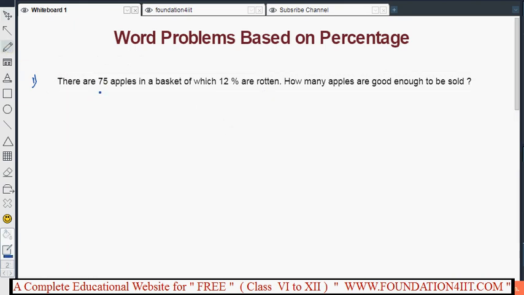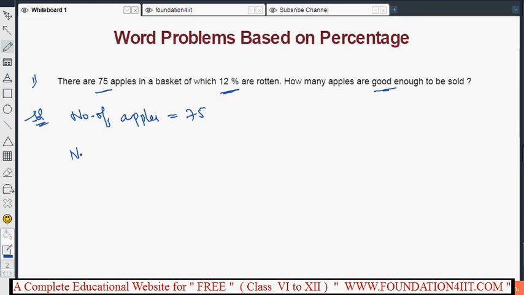So given condition is there are 75 apples in which 12% are rotten. So 12% are not good. So the remaining question is how many apples are good to be sold. Okay, total number of apples in the basket 75. So given number of apples is equal to 75 and number of rotten apples is 12%. So first we will find out number of apples which are rotten, and the remaining if you subtract from the total, we'll get the good apples.